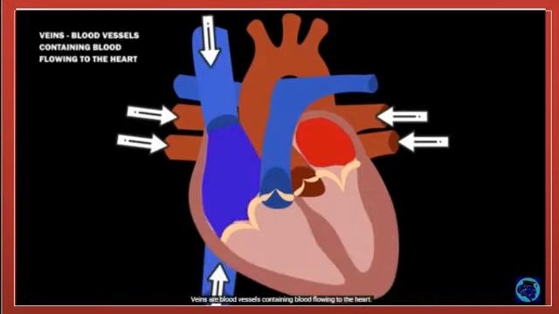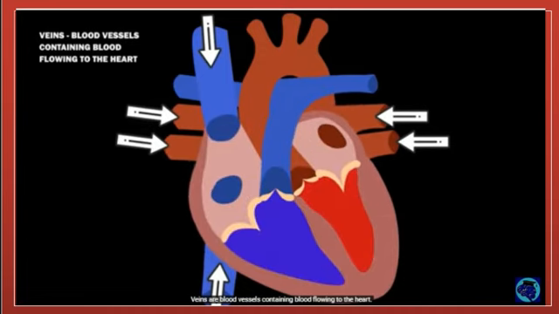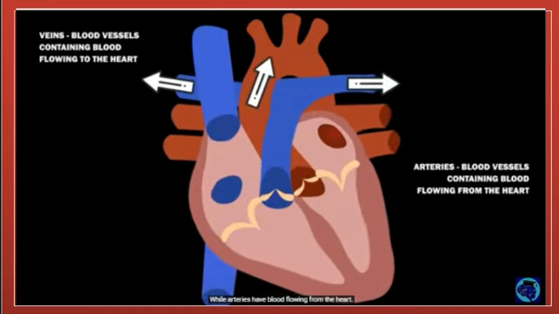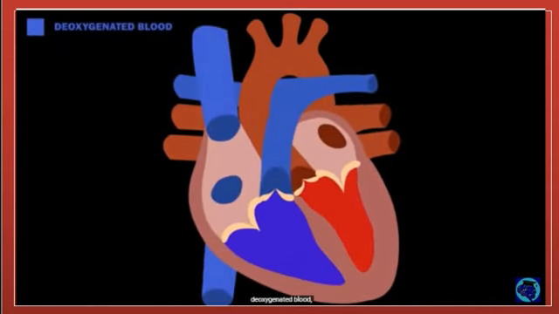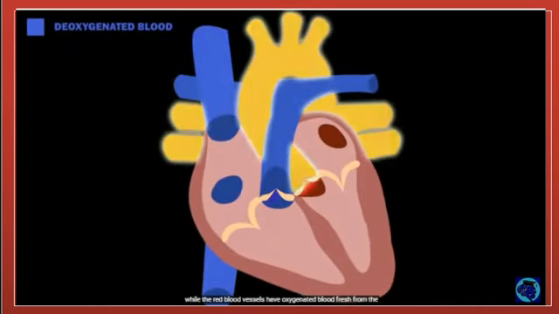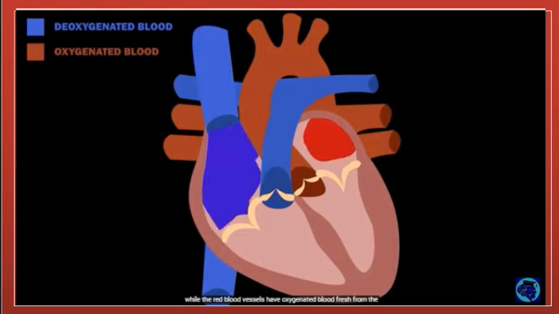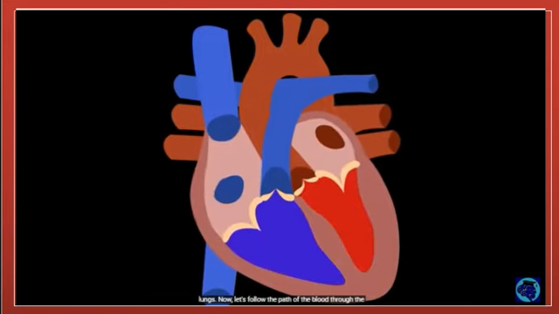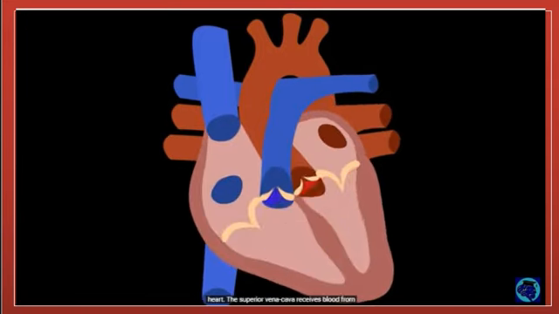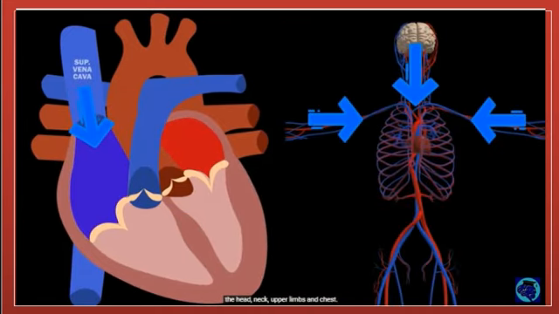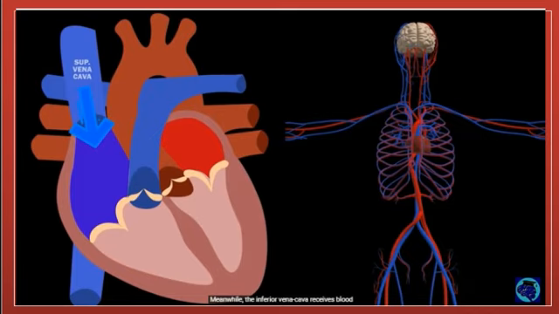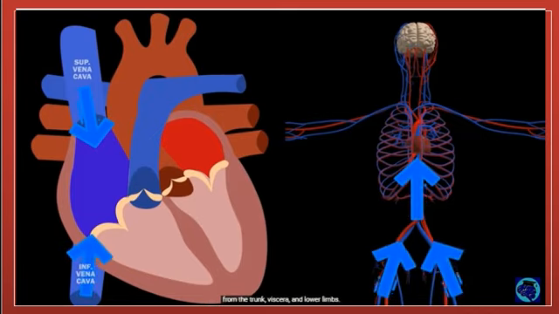Veins are blood vessels containing blood flowing to the heart, while arteries have blood flowing from the heart. The blue is representative of blood vessels containing deoxygenated blood, while the red blood vessels have oxygenated blood fresh from the lungs. Now, let's follow the path of the blood through the heart. The superior vena cava receives blood from the head, neck, upper limbs, and chest. Meanwhile, the inferior vena cava receives blood from the trunk, viscera, and lower limbs.